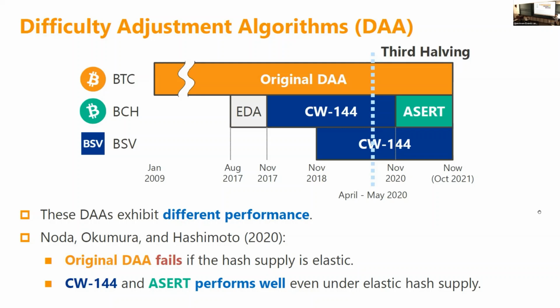Bitcoin Satoshi Vision is forked from Bitcoin Cash, and it's still using Chainwork 144. And these DAAs exhibit different performances. I don't know how many of you have read my previous paper. I proved that the original DAA fails when hash supply is elastic, but Chainwork 144 and ASERT perform well even under elastic hash supply. So in this sense, I said that the original DAA is inefficient.